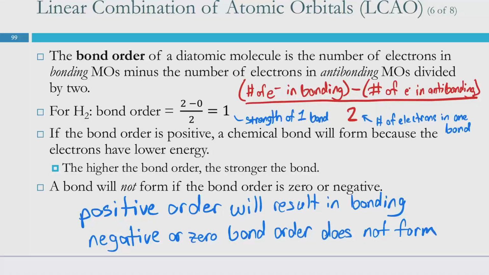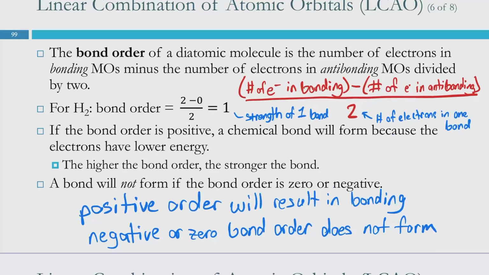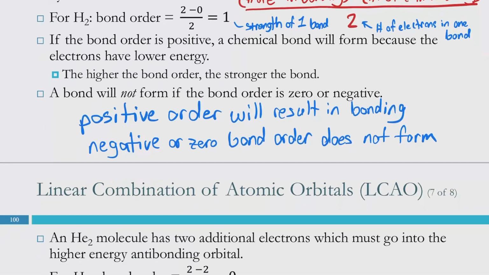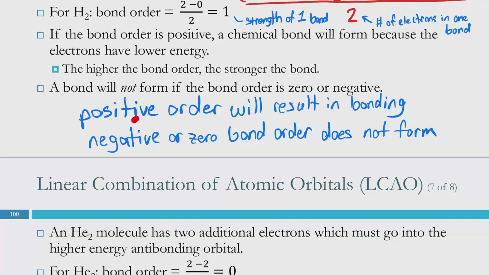Positive bond order is like a good relationship. Negative or zero bond order is a hostile or neutral relationship. Why would you go hang out with somebody who just always says mean things to you? Unless you really have to, which is hopefully not the case for us. So positive bond order, bonding. Negative or zero bond order does not form.